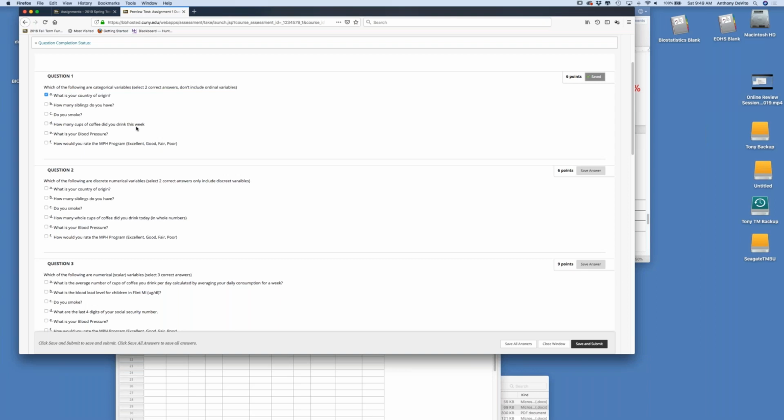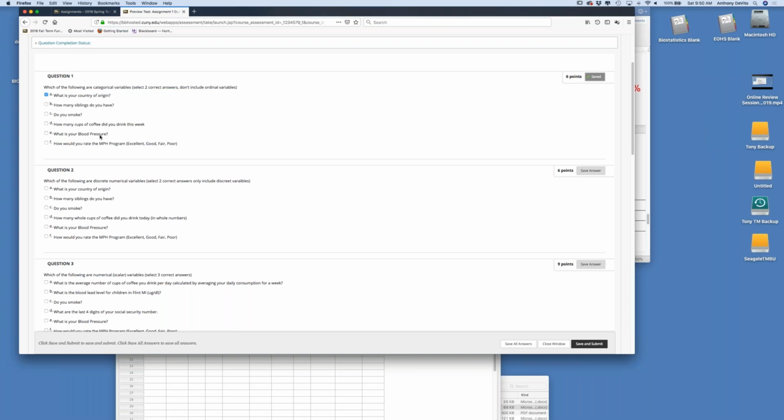How many cups of coffee did you drink this week? Well, if we're talking about whole cups of coffee, that's a discrete numerical variable. If I ask you, what's the average number of cups of coffee that you drink per week? If you kept track of it all week, it might be 17.4. So now, instead of being a discrete numerical variable, that's a continuous variable. What's your blood pressure? Continuous variable. Even though it might be an integer, in other words, you go to the doctor, your blood pressure is 120/80.